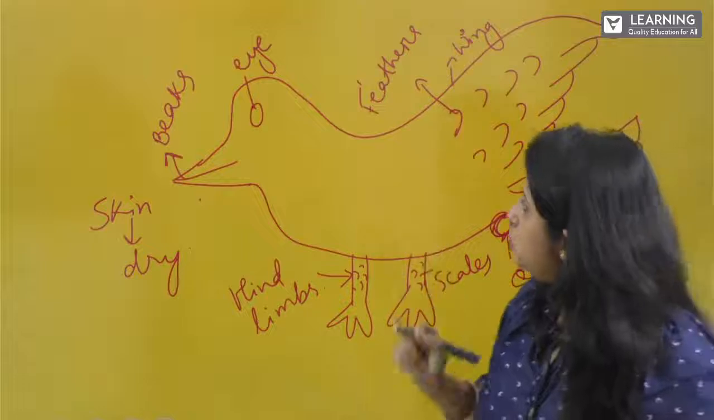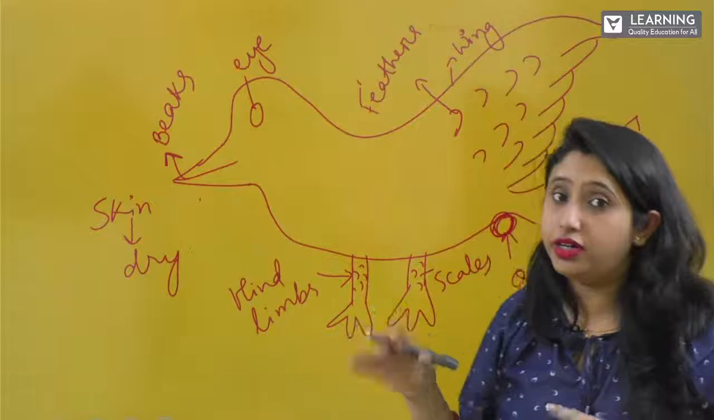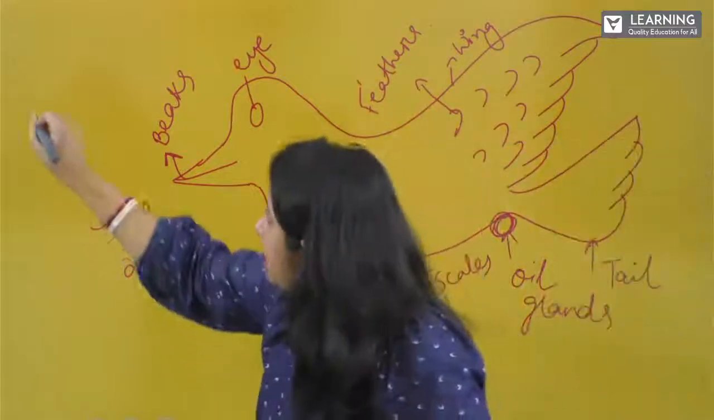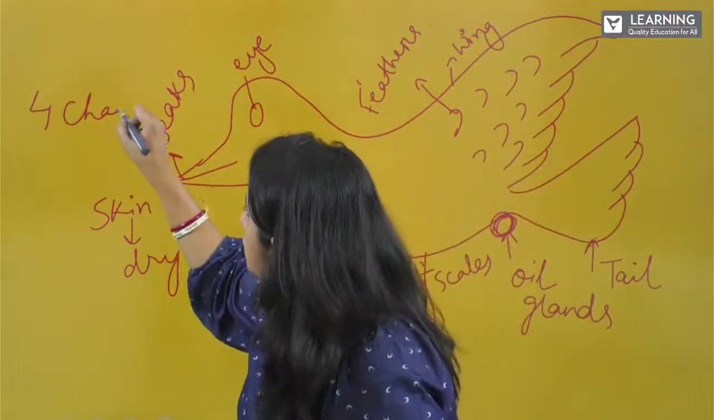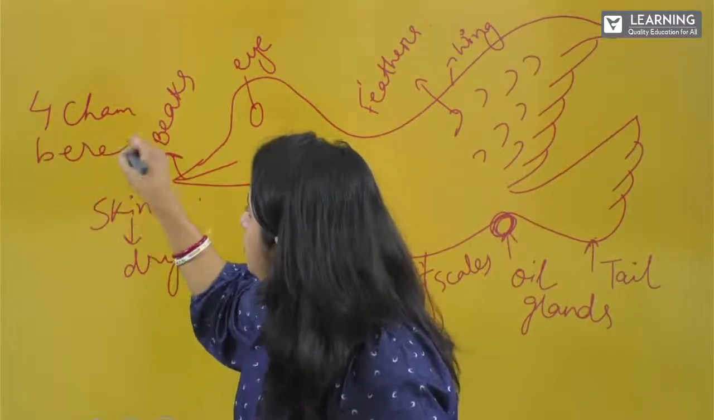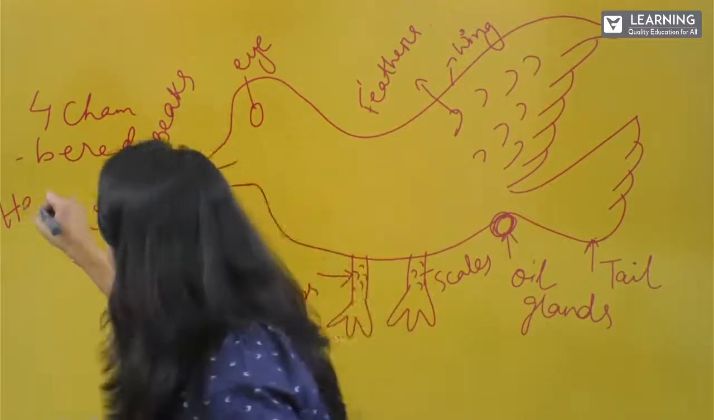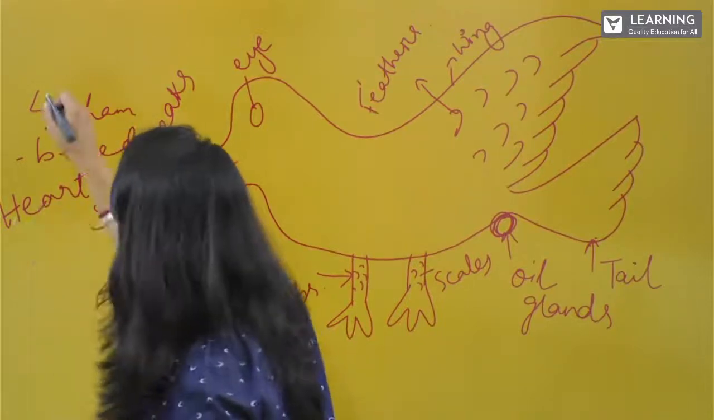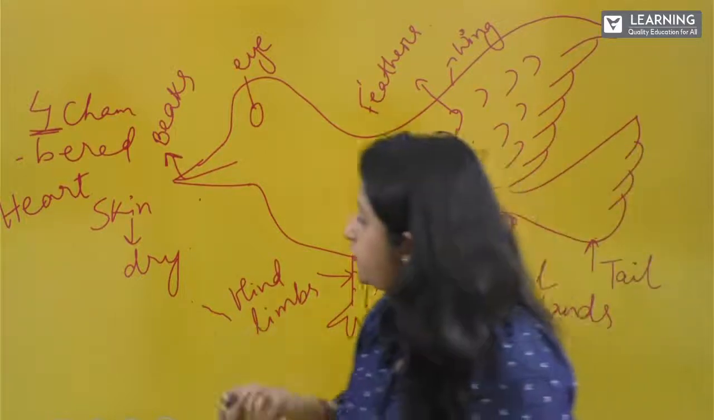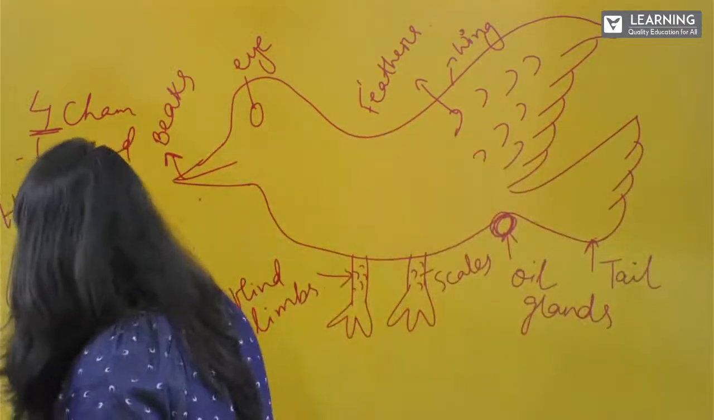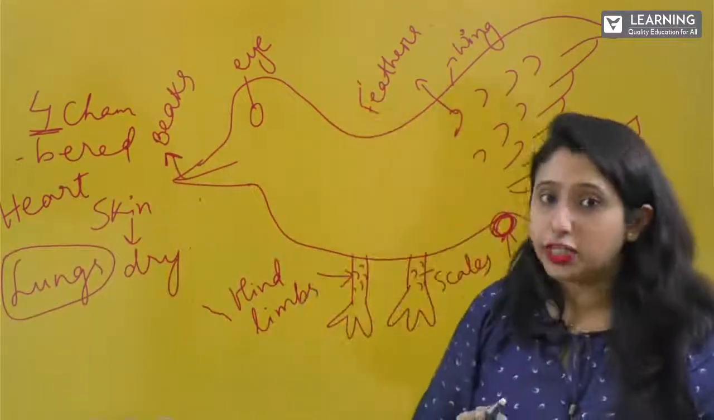So these are all the characteristics which we have studied in birds. How many chambered heart do they have? They have a four chambered heart. And what is the respiratory organ for them? How do they respire? They respire with the help of lungs.